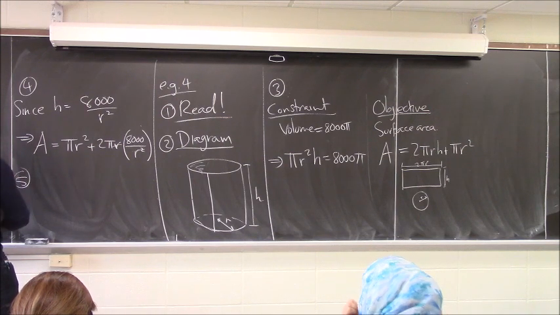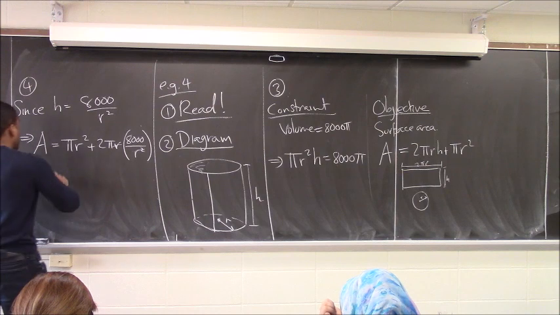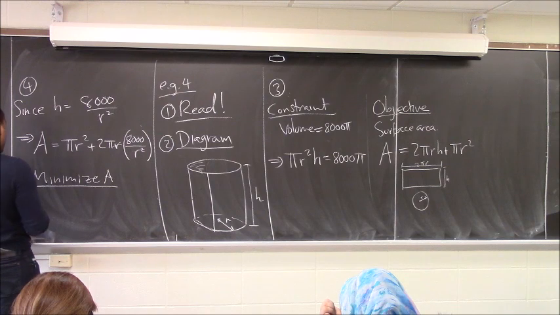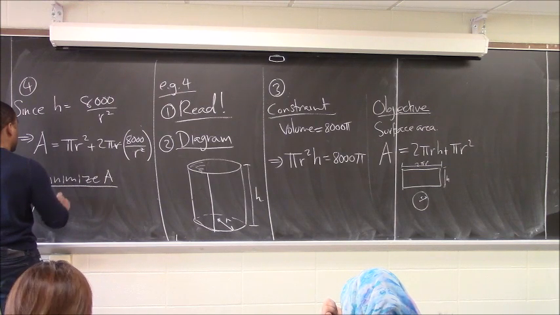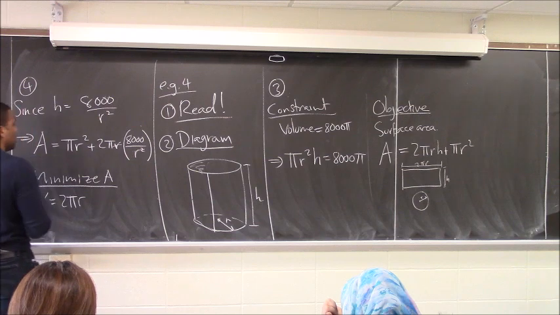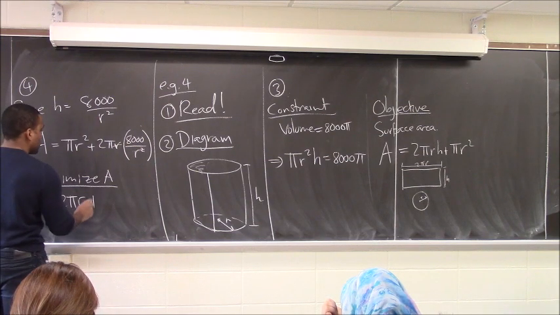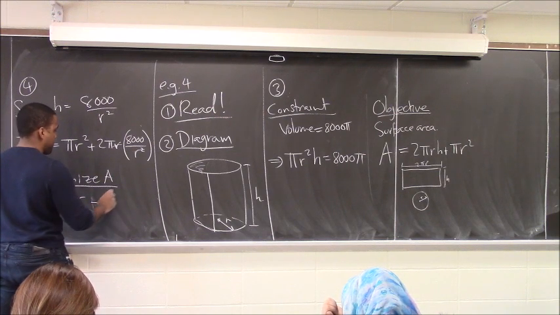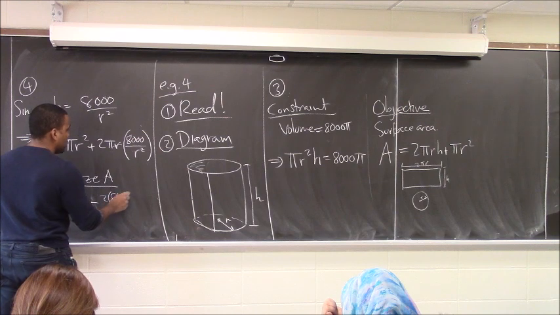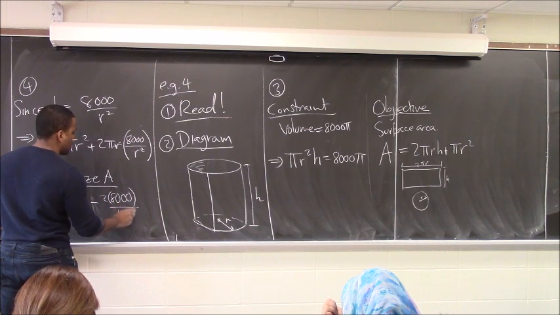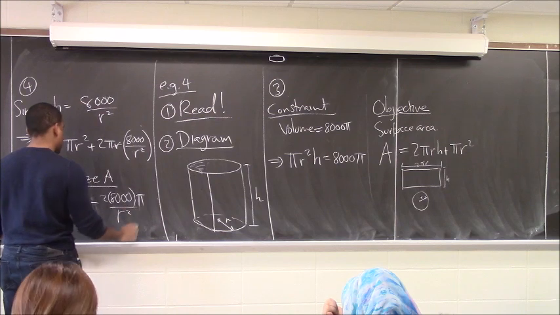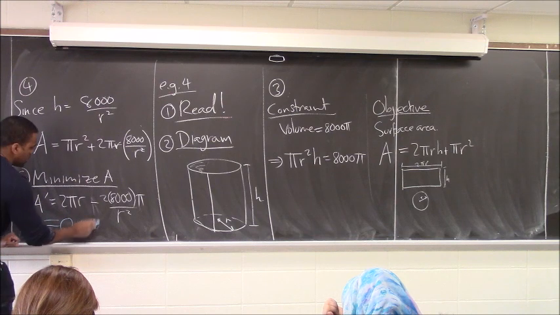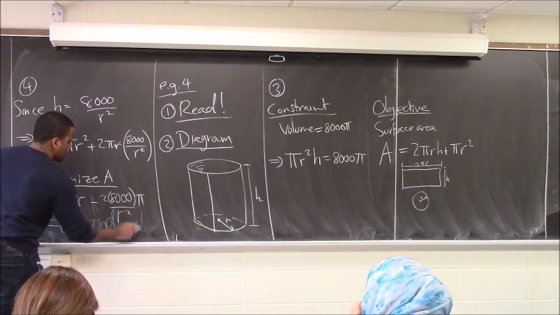This brings us to step 5. We're going to want to minimize A. Means I'm going to want to find its derivative. 2 pi r, and its derivative with respect to the radius, of course. So, minus 2 times 1,000 over r squared. Is set equal to 0 or undefined. Get our critical points.